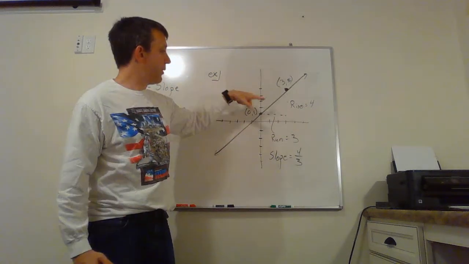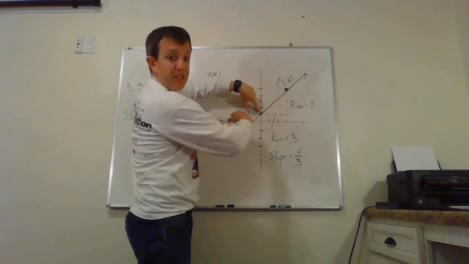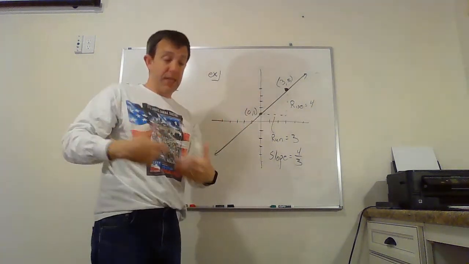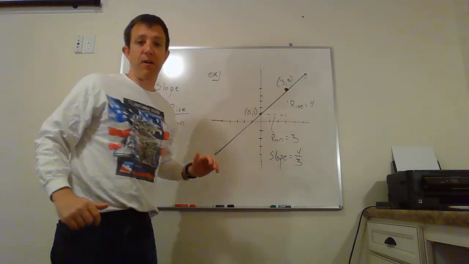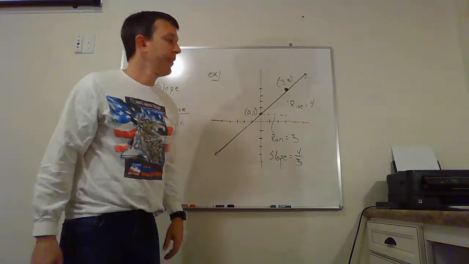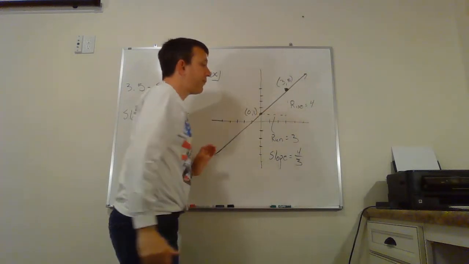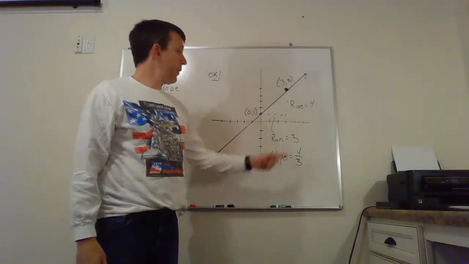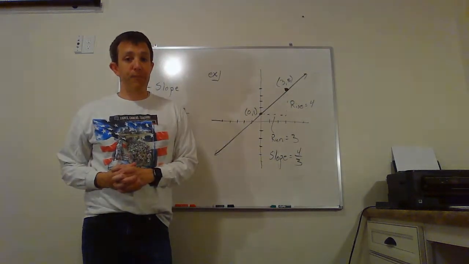So let's count. For the run, I start at 0 because that's my x-coordinate, because I'm going sideways. I'm going to count for my x's, and I just go right. 1, 2, 3. And you can see I drew a dotted line there across the bottom, counting over to the side. And then for the rise, I go up 1, 2, 3, 4. And so my rise is 4, my run is 3, and my slope is a positive 4/3.